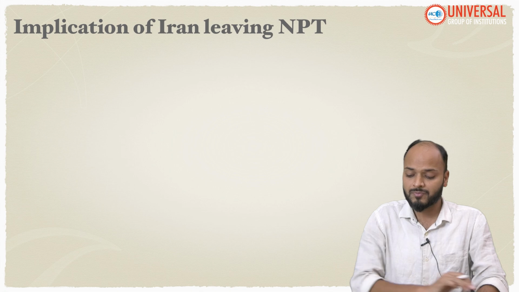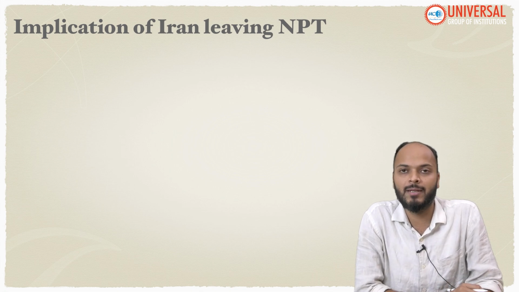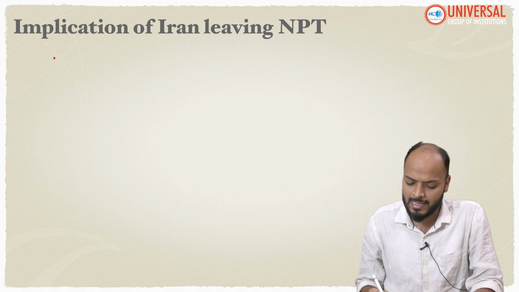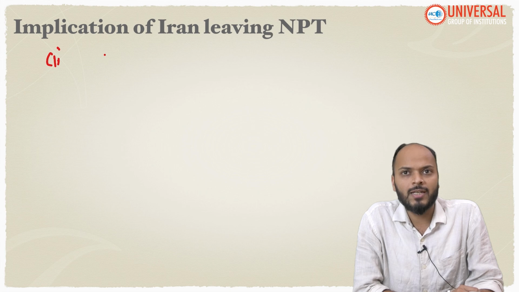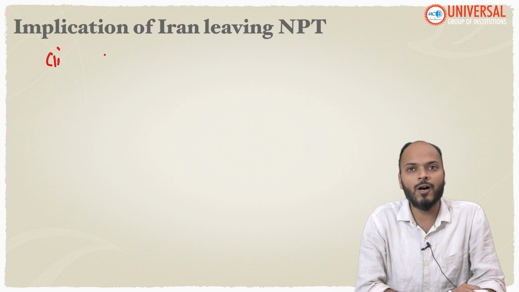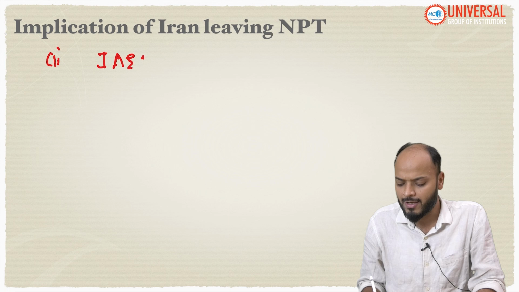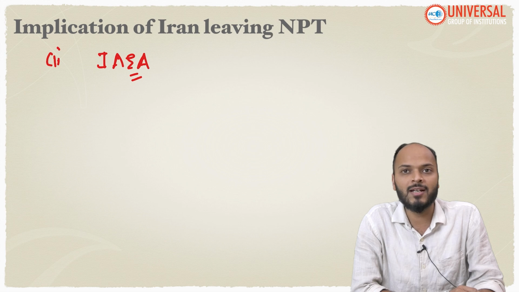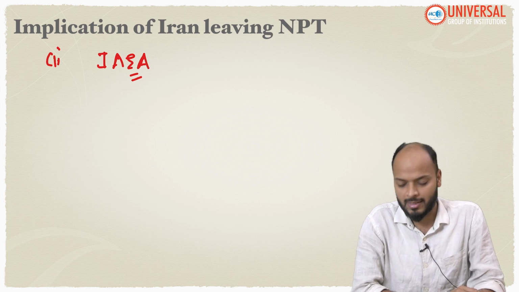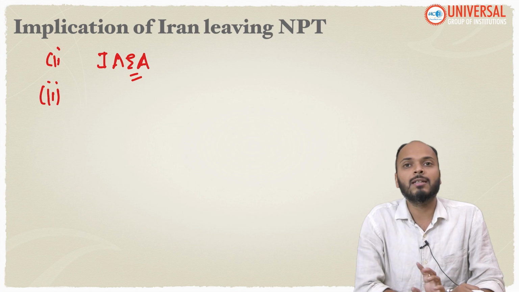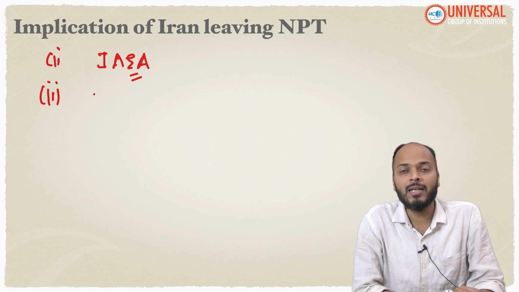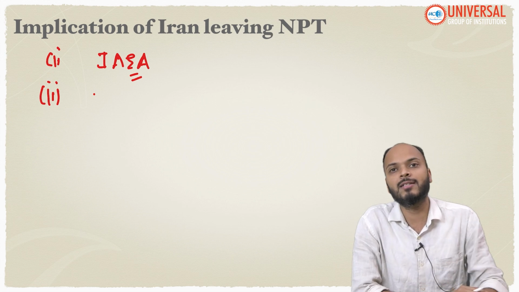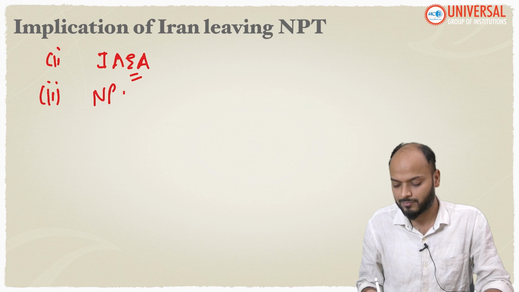Now let's discuss what happens if Iran leaves NPT. In such a case, there will be 2 major implications. Firstly, all the nuclear facilities of Iran will come outside the purview of IAEA. IAEA will not be able to come and inspect the nuclear facilities of Iran. And secondly, this move of Iran leaving NPT might encourage other countries, right? It might pave the way for other countries also to leave NPT.